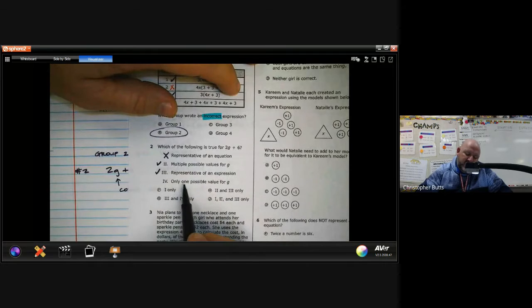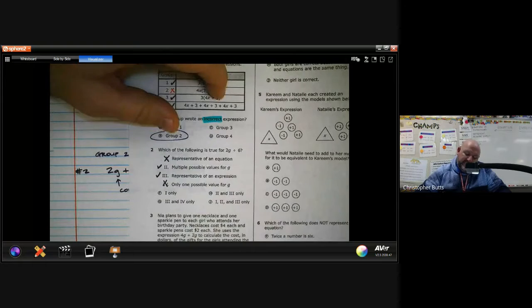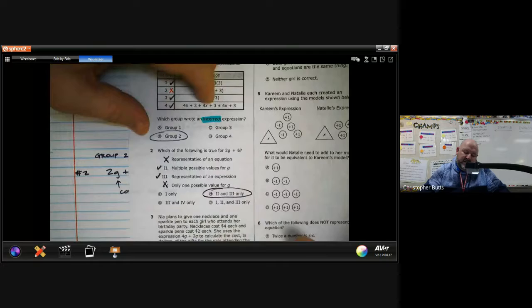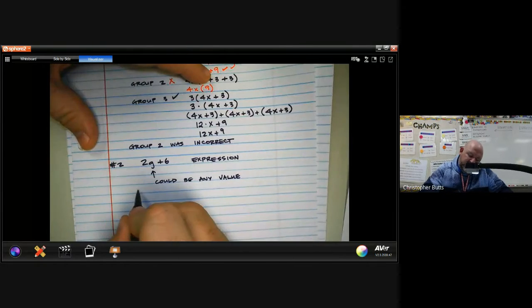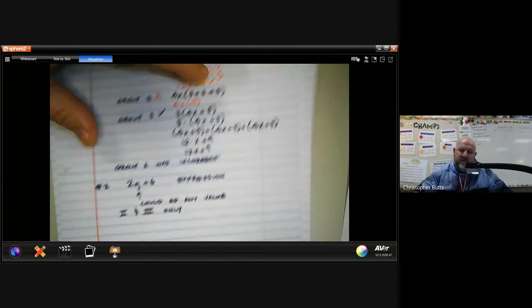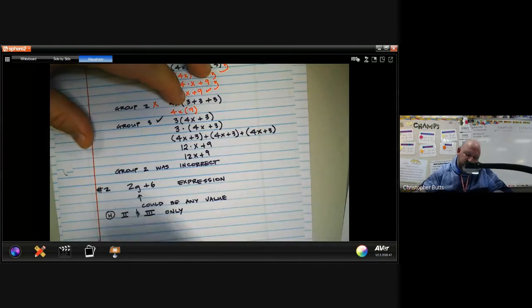The last one says only one possible value for G. That is incorrect. That happens when it's an equation, and it's definitely not. So 2 and 3 are what we're looking for. That looks to be like answer choice H. So what I would say, I would just say 2 and 3 only, if you want to write down what the correct answer was. And if you want to, you can say that that was answer choice H.